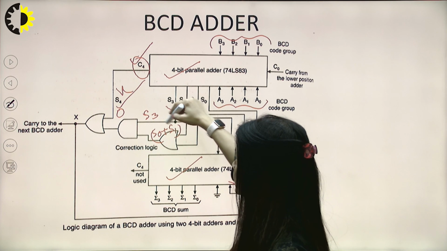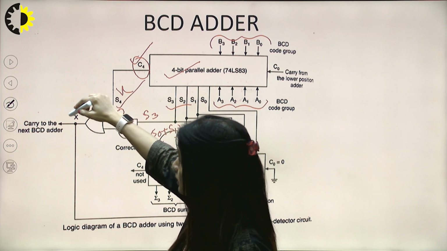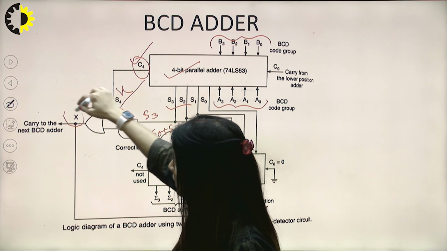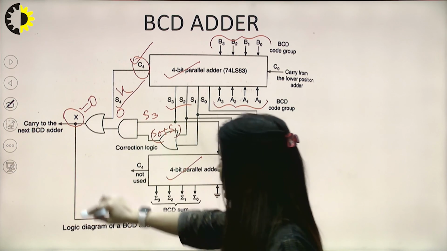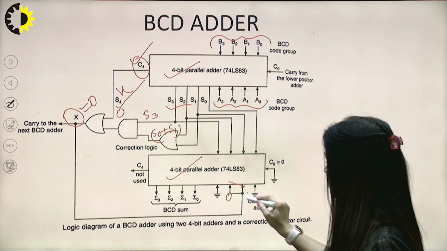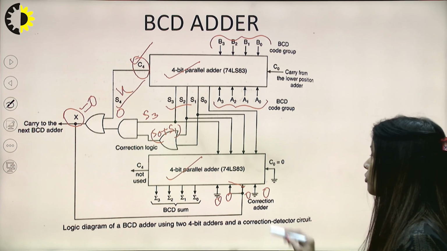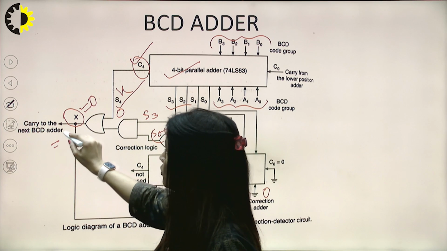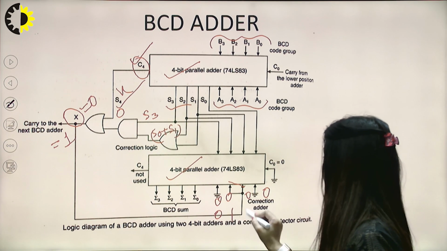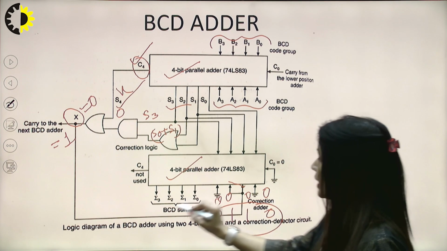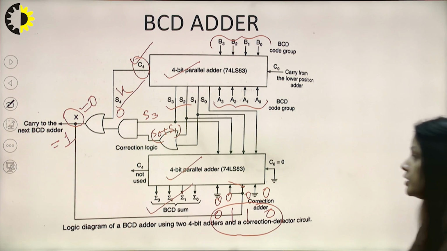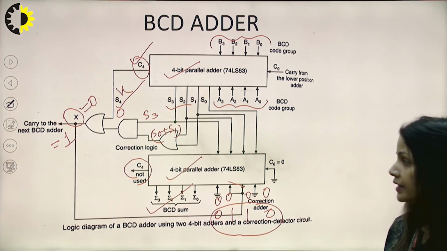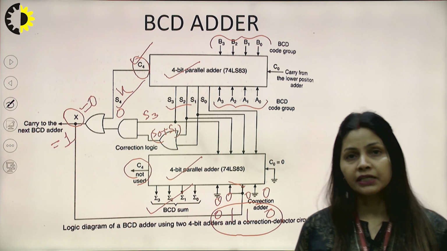S3 S0, S3 S1. So whenever this output carry X is equal to 0, no addition will take place, no correction will be given. But whenever this X is equal to 1, the corrective action will take place, and we can have the sum from these two, and this carry is being discarded, and hence we can design the BCD adder circuit.